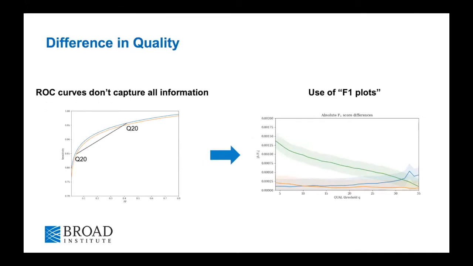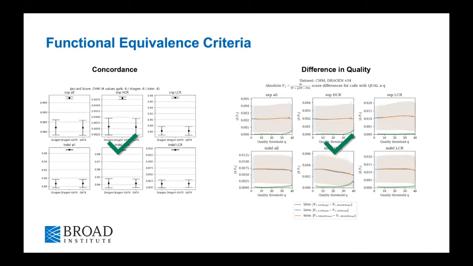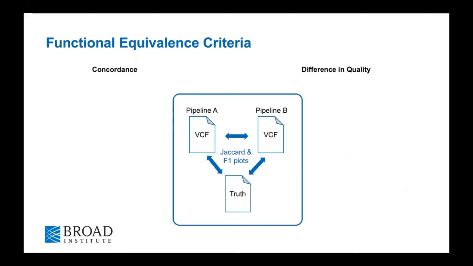For the difference in quality, we would compare each sample against truth and then usually compare metrics like ROC curves. However, ROC curves don't convey all the necessary information, because we could theoretically have two very similar looking ROC curves that, if we hard filter at a certain quality threshold, could result in vastly different results. So we use this concept of an F1 plot that tackles this issue and is described further in the technical documentation. Given these two criteria, if we see that both of them are fulfilled in the regions and in the SNPs and indels that we look at, then we say that two pipelines are functionally equivalent. So really, this is a three-way comparison between the outputs of the pipelines, as well as comparing against truth.